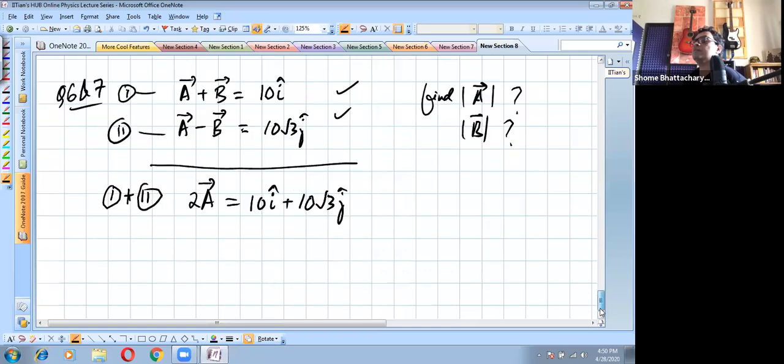Now next step, what we can say is 2A. Hope this step is clear. What I've just done is added this left hand side with this left hand side. So A plus B plus A minus B is nothing but 2A, the normal algebra. So next thing I can say is that if 2A is this much, then A must be half of this whole thing.